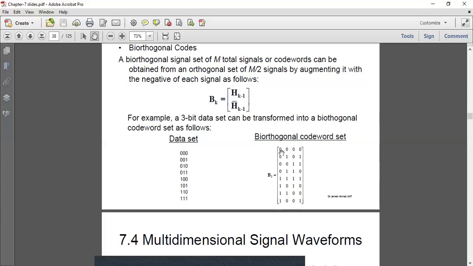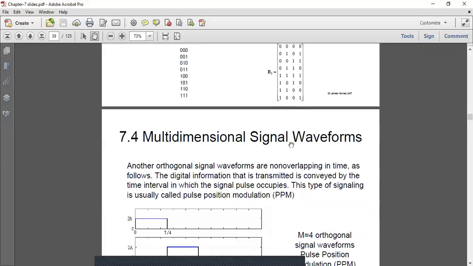So you can see the 0 becomes 1, this 0 becomes 1, this 1 becomes 0, 0 becomes 1. So following this structure, Hk minus 1 and the complement of Hk minus 1, again we can generate the signal waveform using this Bk matrix, and k is 3 since we are taking 3 bits at a time. Looking at the first row, this is all 0.